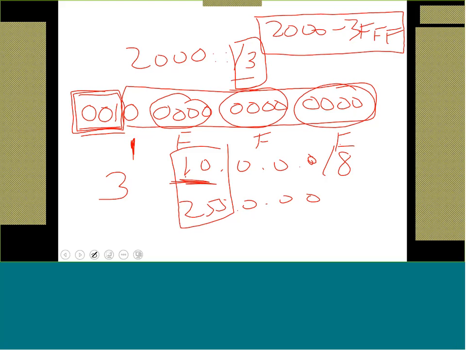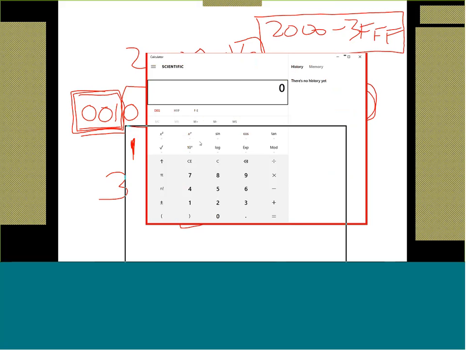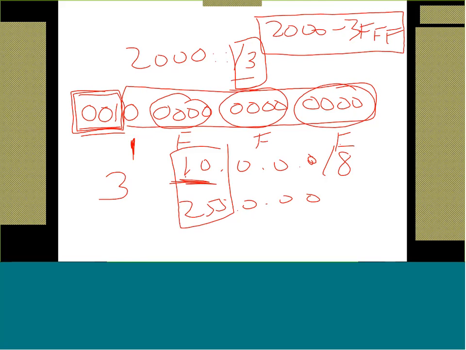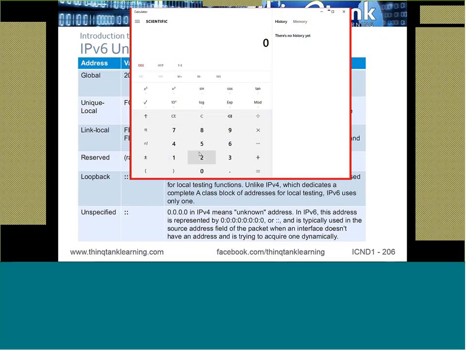Which, by the way, is a lot of networks. If you do the math, we'll learn this math tomorrow, but let me go ahead and do the math here. How many bits is that? 1, 2, 3, 4, 5, 6, 7, 8, 9, 10, 11, 12, 13 bits, right? Let's see. 2 to the power of 13. That's easy enough. 8,192 networks. Doesn't seem like a lot, does it?